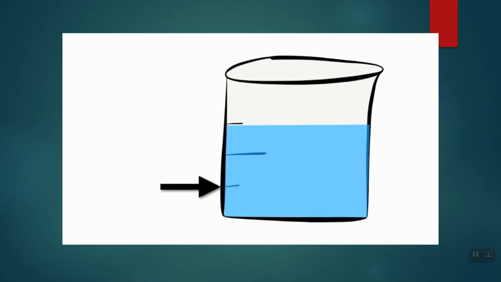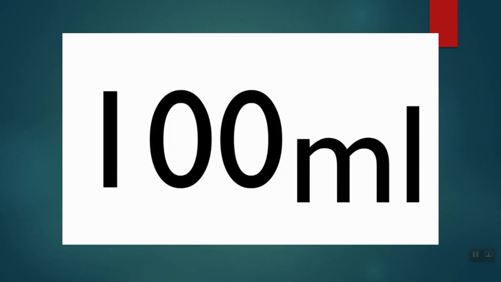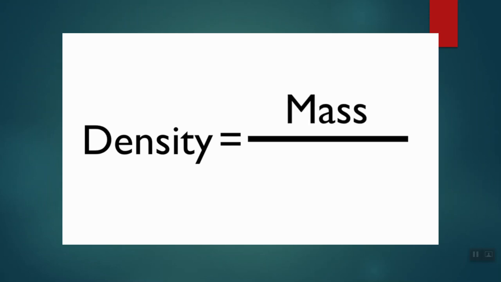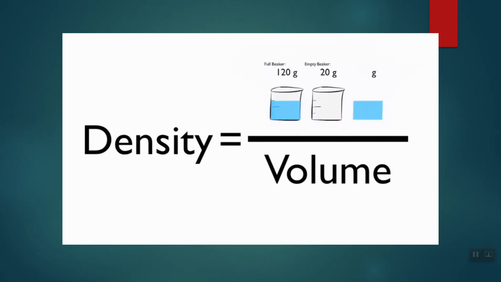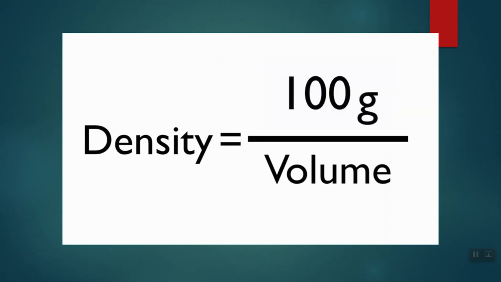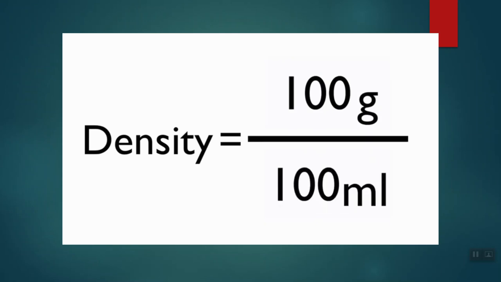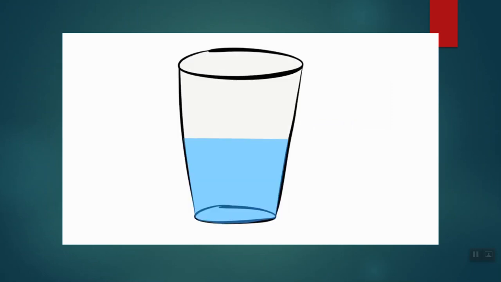The volume of water can be measured using a graduated cylinder. Our sample is 100 milliliters. Density is calculated by dividing the mass by the volume. Plug in your measured mass. We measured ours to be 100 grams. Divide that by the measured volume. Our volume was 100 milliliters. Water's density is 1 gram per milliliter.